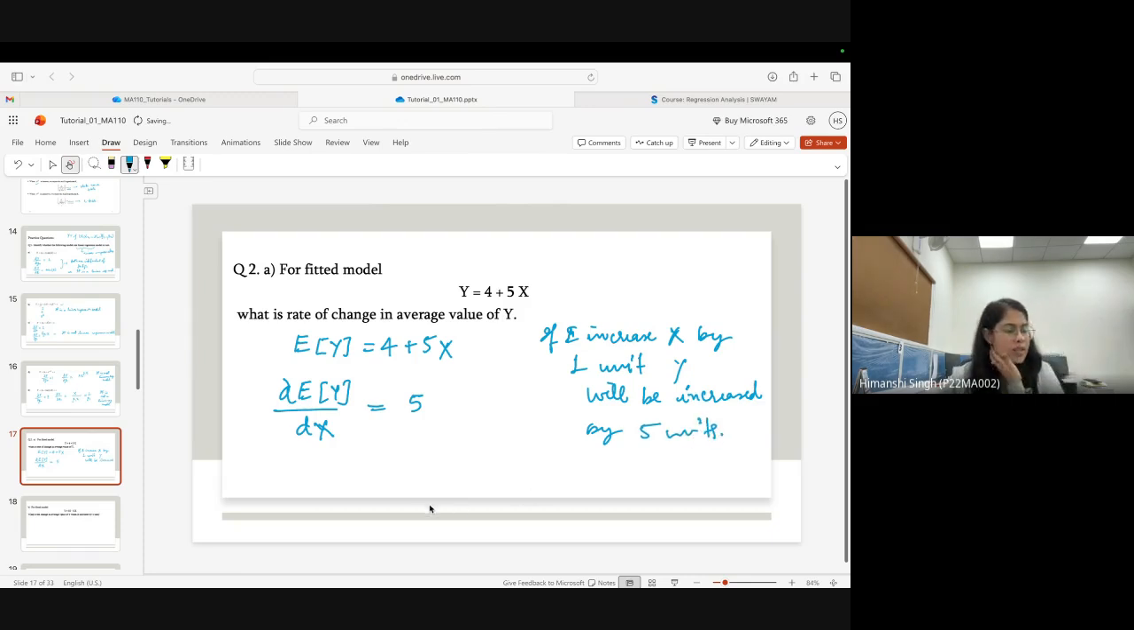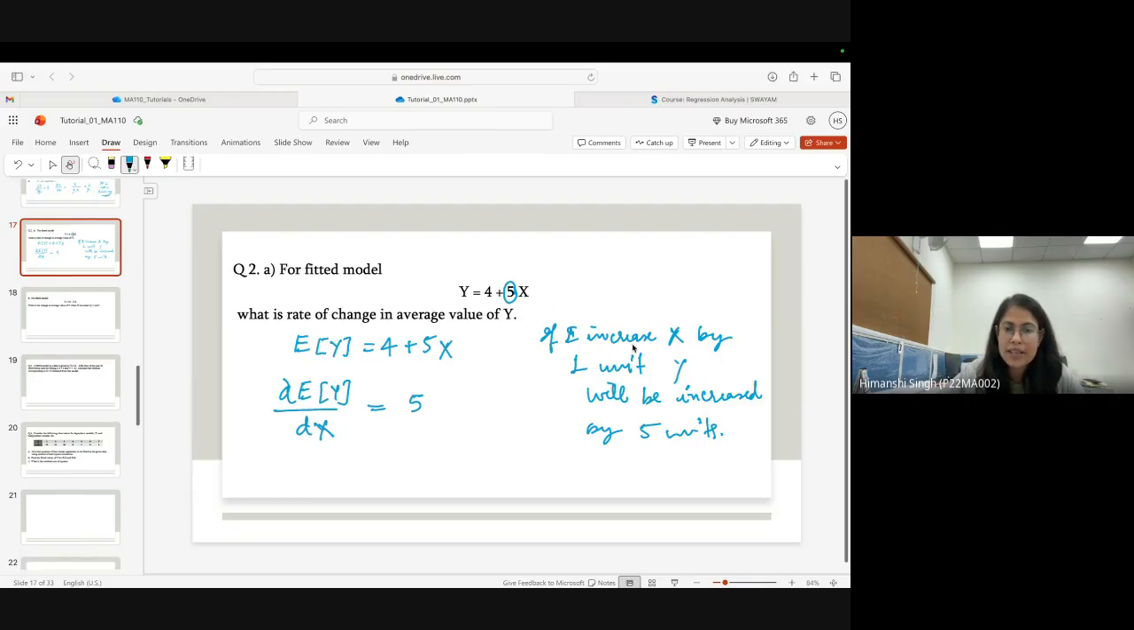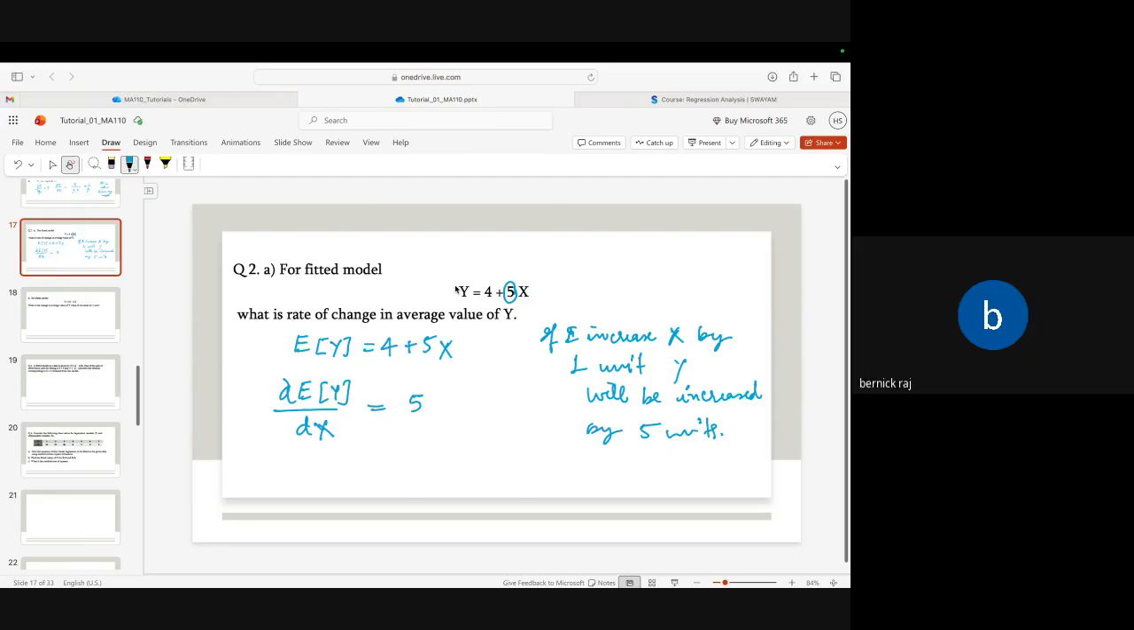Okay. So is it okay? So this basically is the interpretation. If I have a fitted line, what is basically the interpretation? This is nothing but the value of beta 1. That is basically the slope of the line. Is the interpretation fine? Yes, madam. Nice explanation, madam.